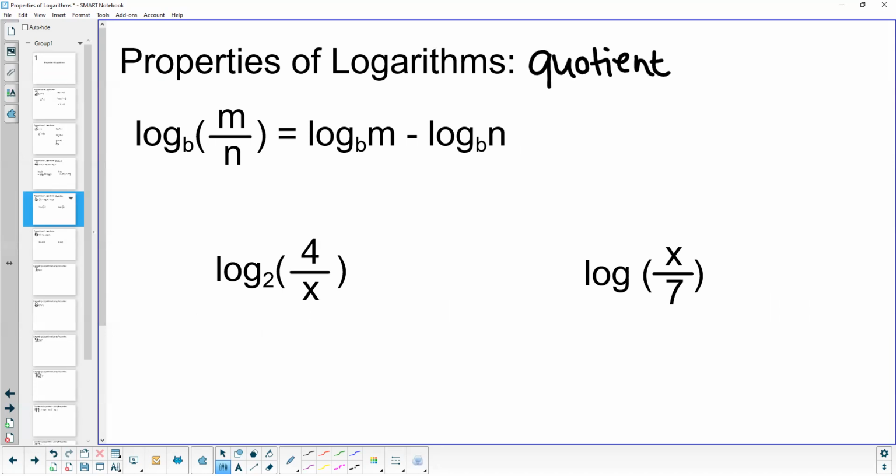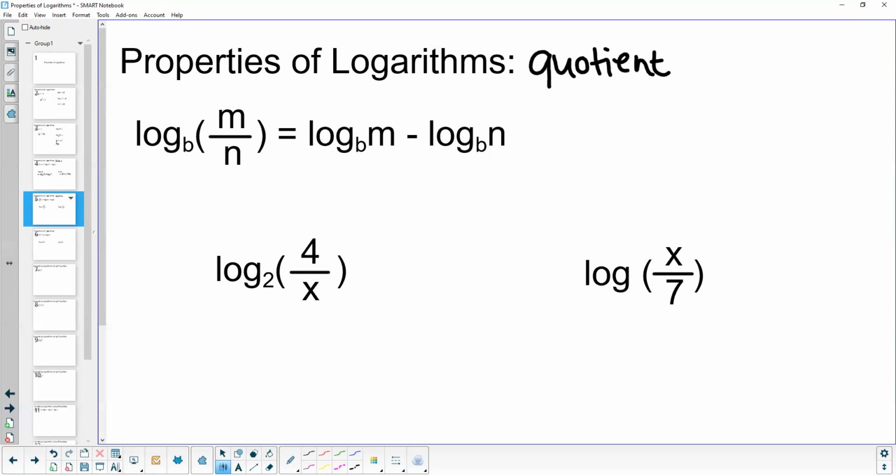Now, when we have a quotient or a division that we're evaluating, we can rewrite that as the log to whatever the base of our original one is, but do a subtraction problem between the two. So for example, log base b of m divided by n is the same as log base b of m minus log base b of n. Therefore, we can use that process to rewrite these logarithms and expand them out.